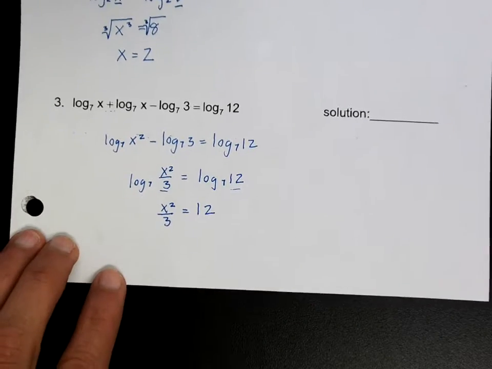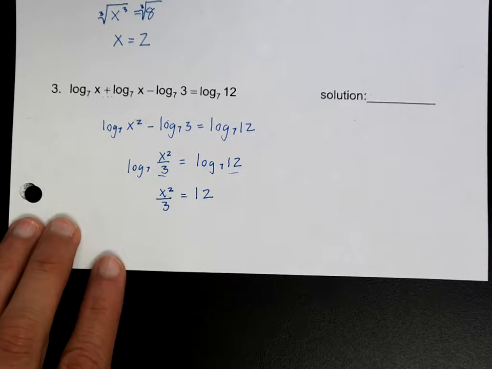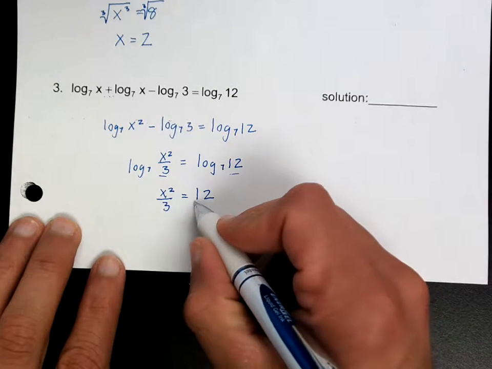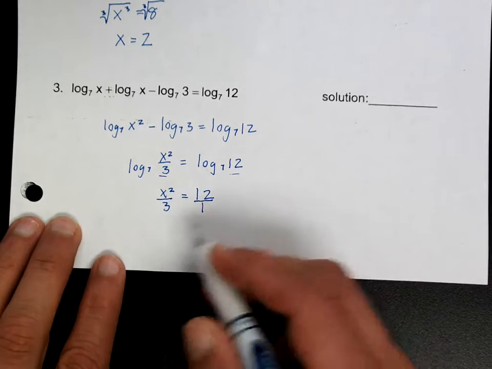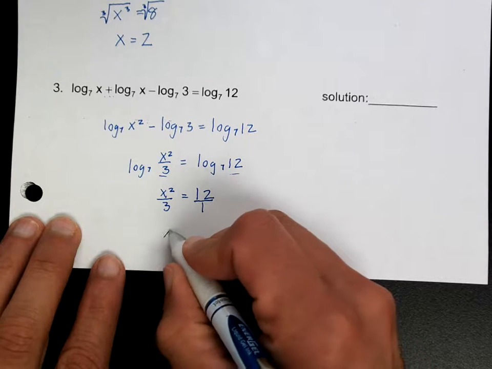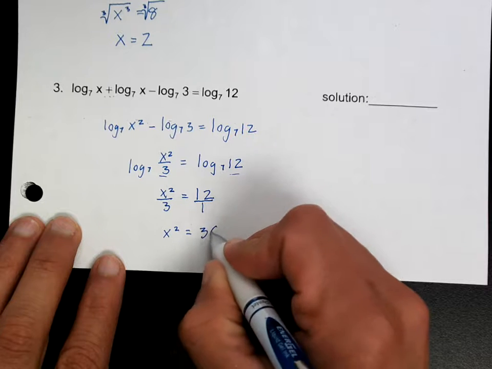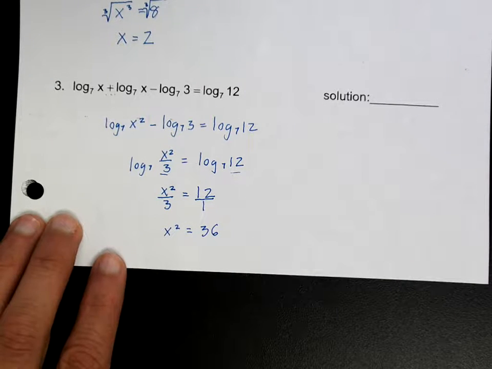All right, now this one you have a choice about how you want to proceed. You can either multiply both sides times 3, or what I normally like to do is set this number over 1 and cross multiply. So this is going to be x squared is equal to 12 times 3, which is 36. And then finally you take the square root.